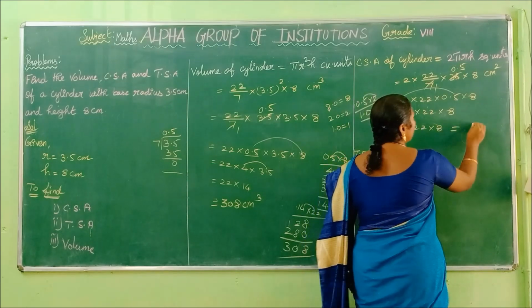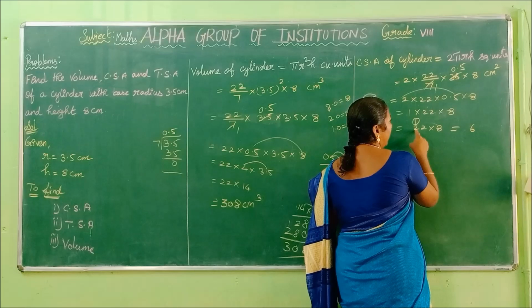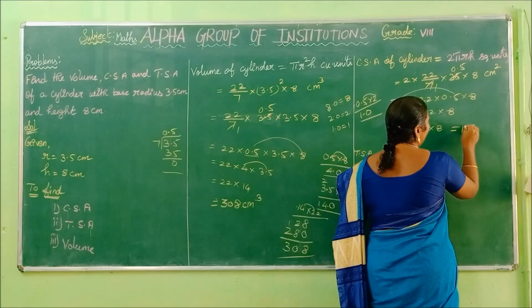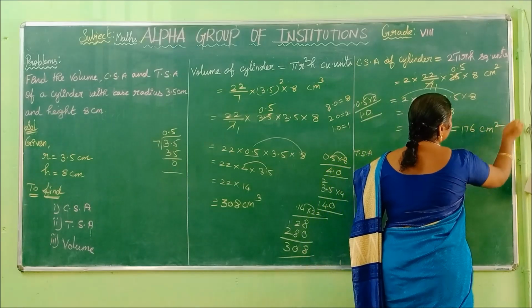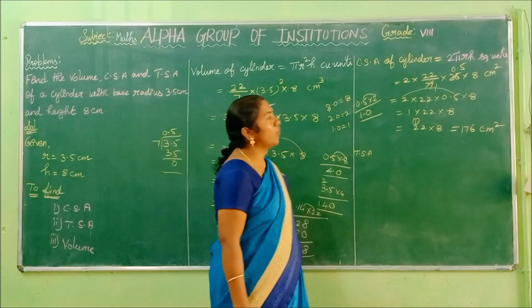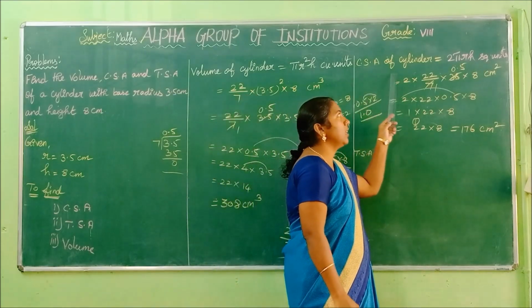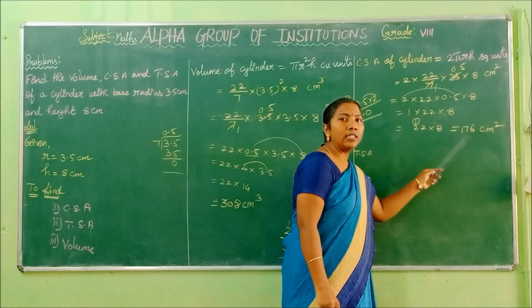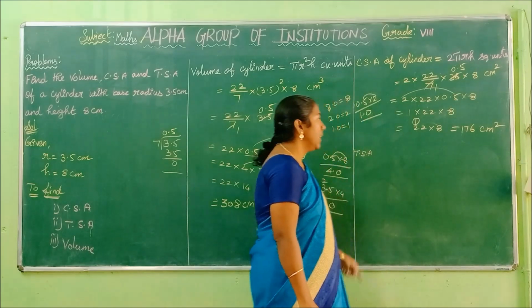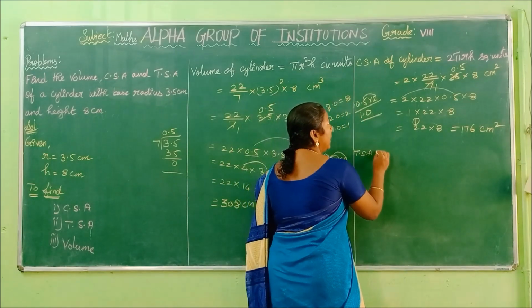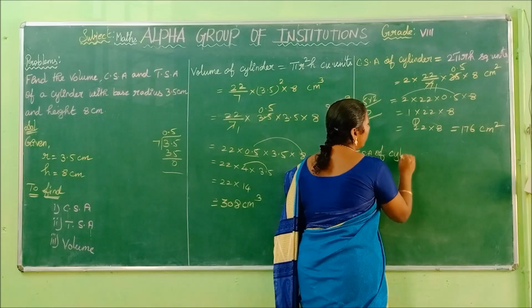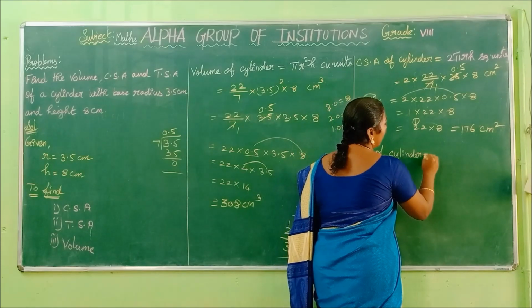8 2s are 16, remember 1. 8 2s are 16 plus 1, 17. So 176 centimeter square. Thus we have found out CSA of cylinder equal to 176 centimeter square. Next we are going to find out TSA of cylinder. What is the formula for TSA of cylinder?